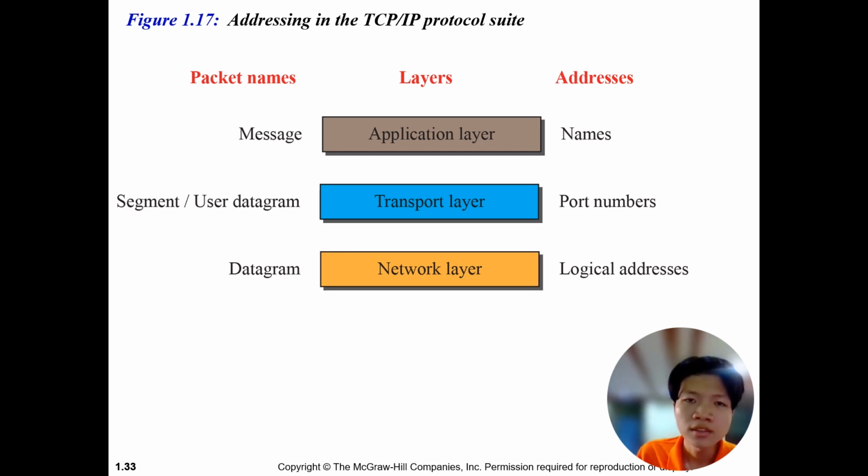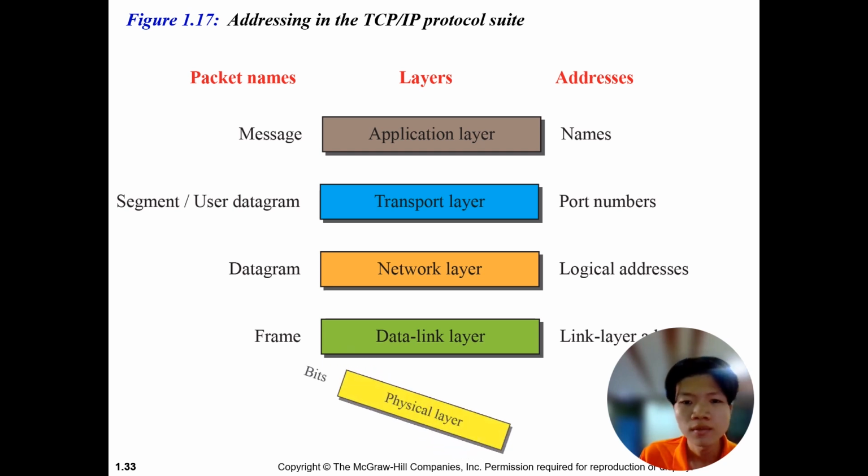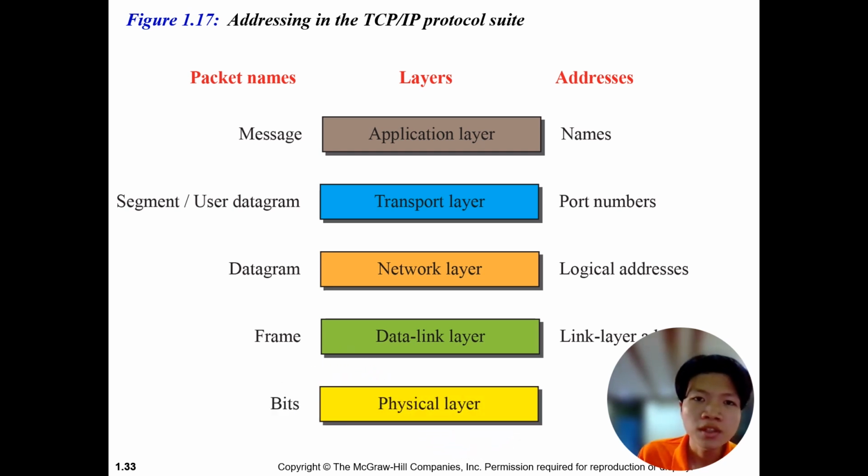The network layer takes the segment and wraps it in a datagram. It adds a logical address to route the packet across networks. The data link layer takes the datagram and encapsulates it in a frame. It adds a link layer address for communication within a specific network. Finally, the physical layer converts the frame into bits that can be transmitted over the physical medium.